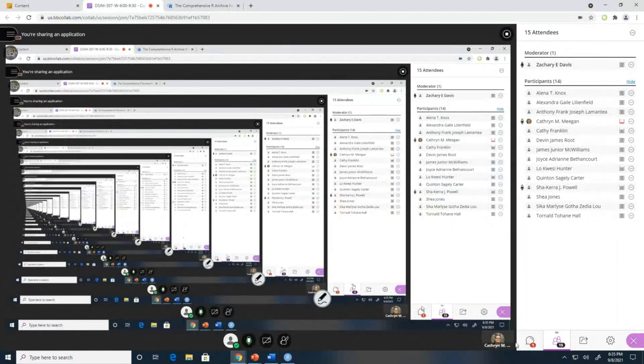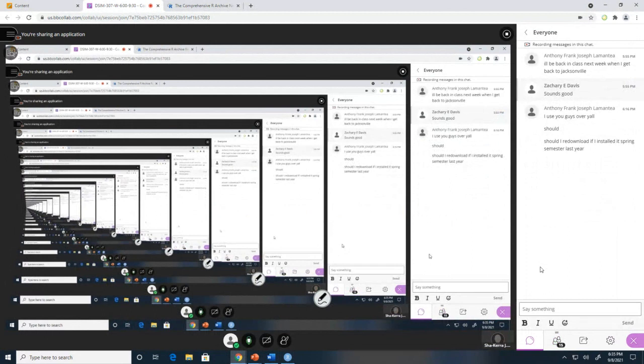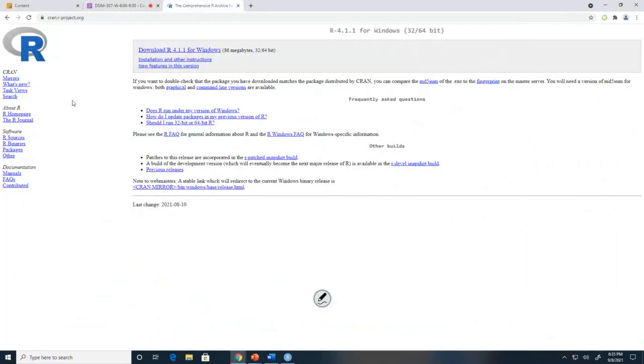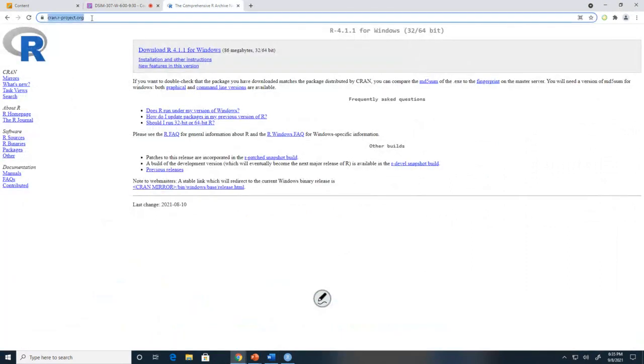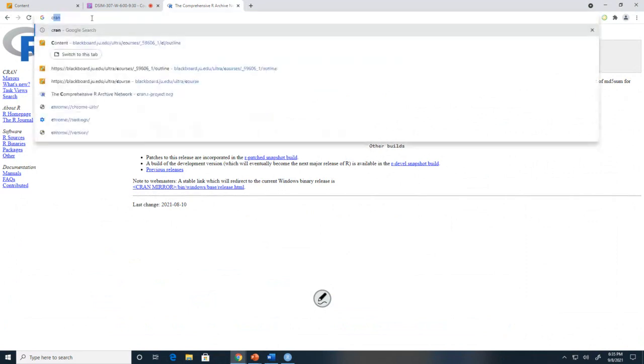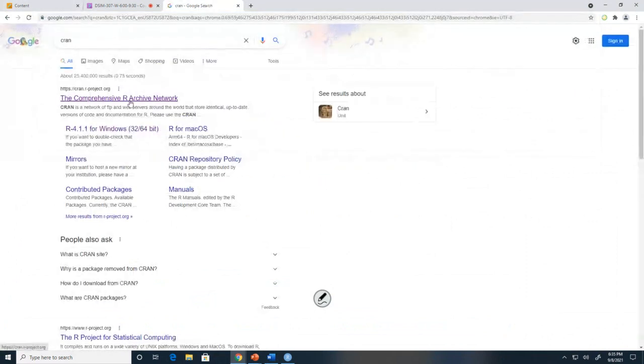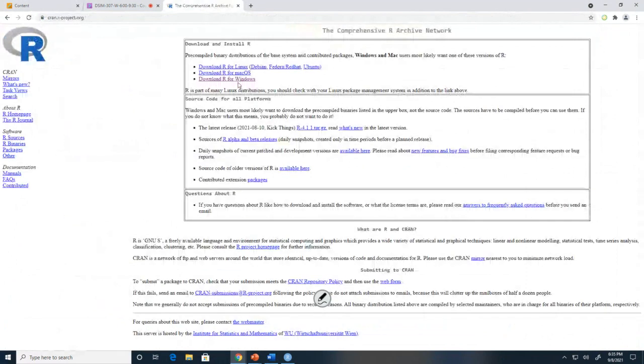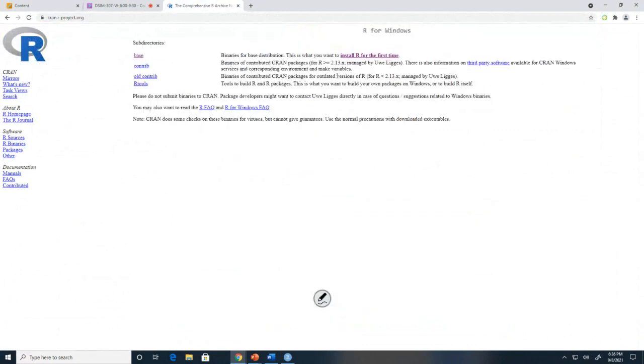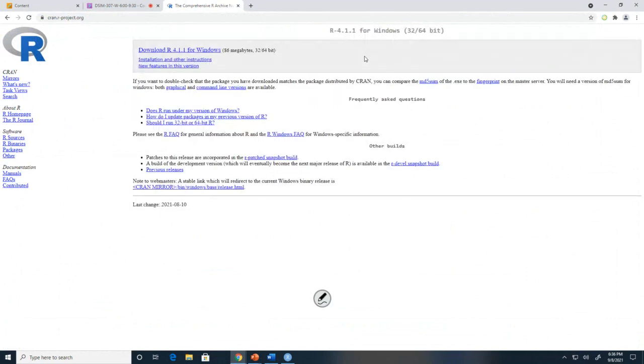Would you mind showing what to download again? I missed it. Okay, so I usually just Google CRAN, and then from here, depending on if you're using Linux, Mac, or Windows, you click on that, and then it'll say, for Windows at least, install R for the first time, and then download whatever the most recent one is, which is 4.1.1. Okay, thank you.